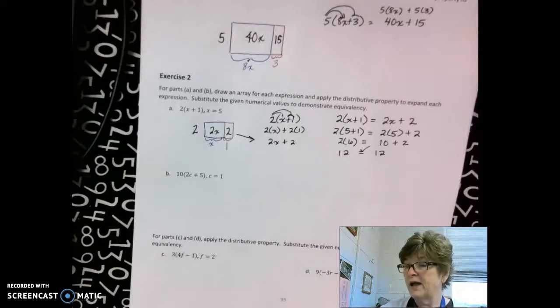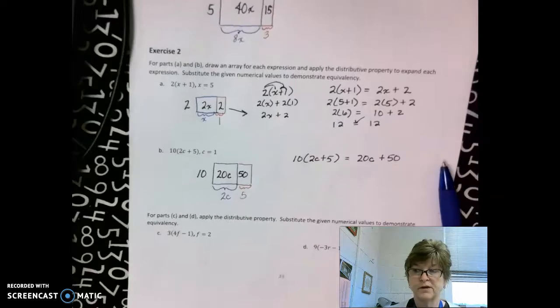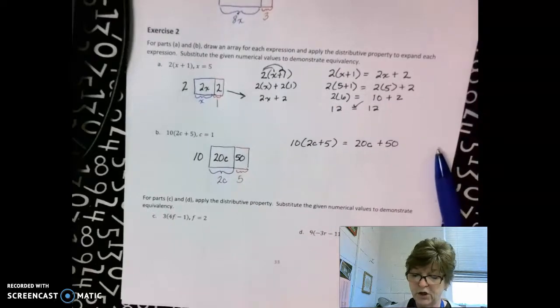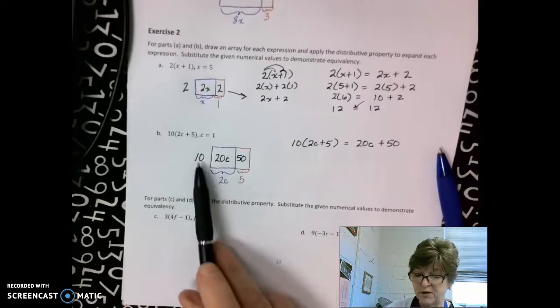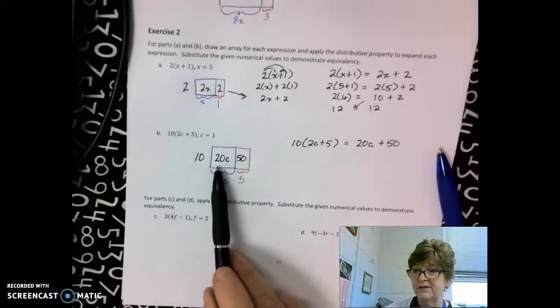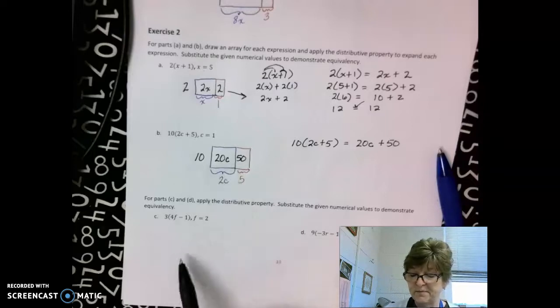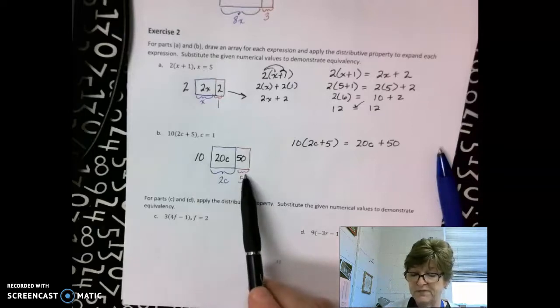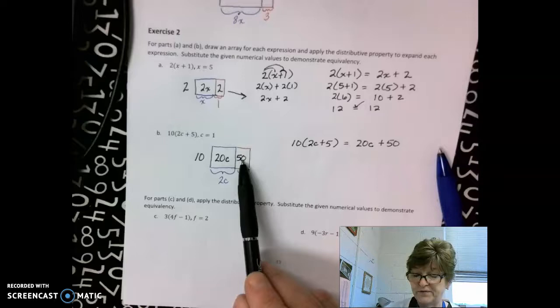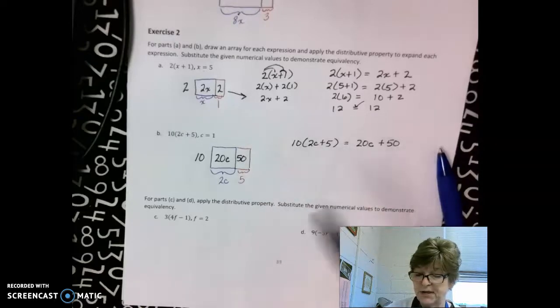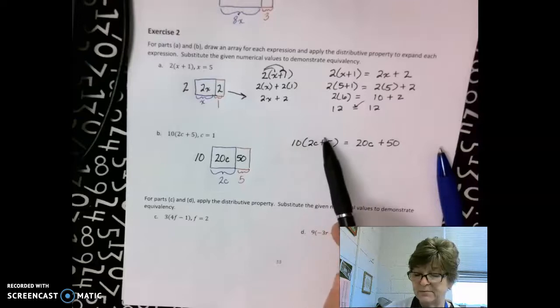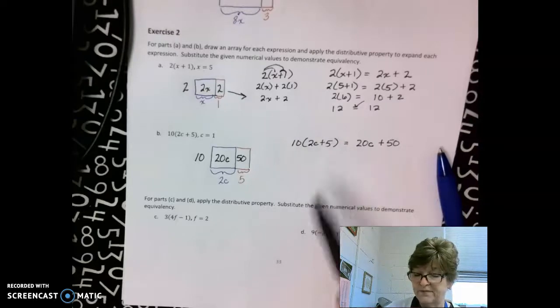Pause your video and draw your array. Okay, now you're back. Taking a look at 10 times 2c using that distributive property gives us 20c. 10 times 5 is 50. And that's just showing 10 times 2c and 10 times plus 5 or positive 5.